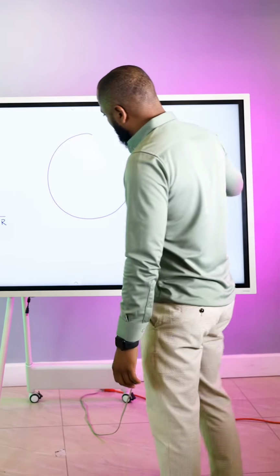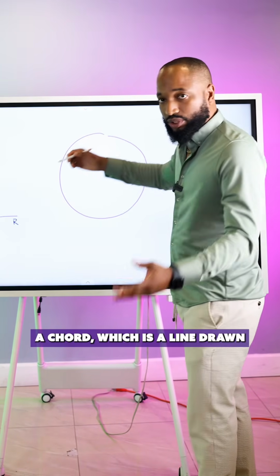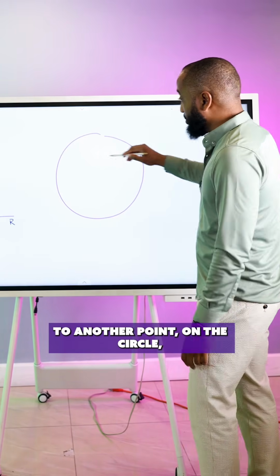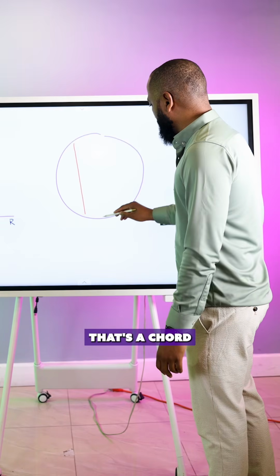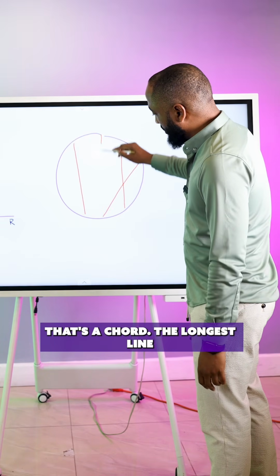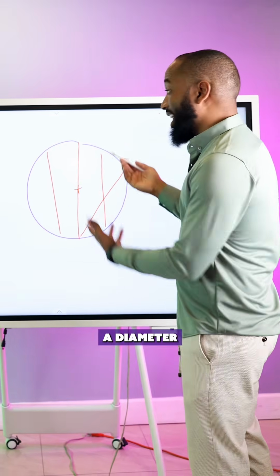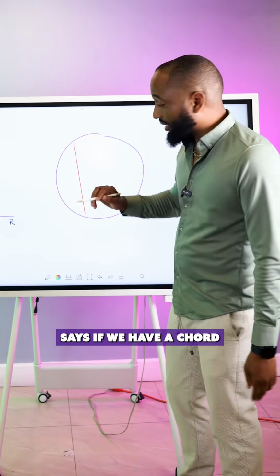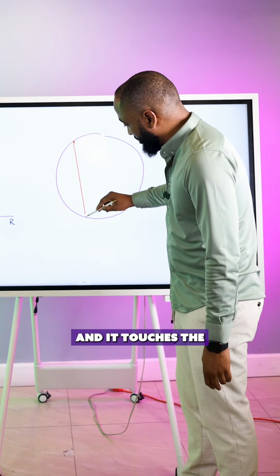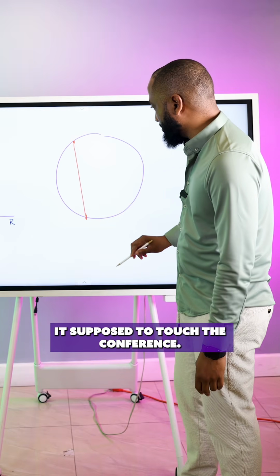If there's a circle, a chord, which is a line drawn from any point on a circle to another point on the circle, that's a chord, that's a chord, that's a chord. The longest line will be a diameter. A diameter is actually a chord. This theorem says, if we have a chord and it touches the circumference, it's supposed to touch the circumference.